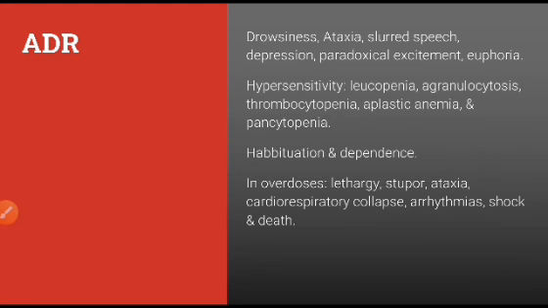There are certain ADRs of meprobamate: drowsiness, ataxia, slurred speech, depression, paradoxical excitement, euphoria, and hypersensitivity, where leukopenia, agranulocytosis, thrombocytopenia, aplastic anemia, and pancytopenia have been found. Habituation and dependence are also there. In overdoses, there will be lethargy, stupor, ataxia, cardiorespiratory collapse, arrhythmia, shock, and death. So these are some ADRs of meprobamate.